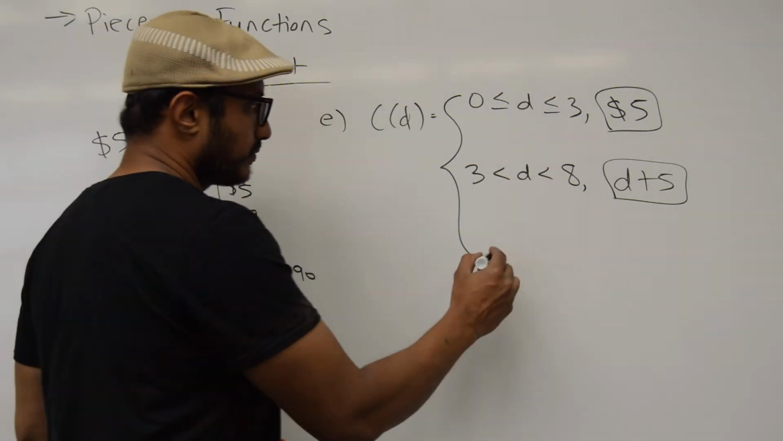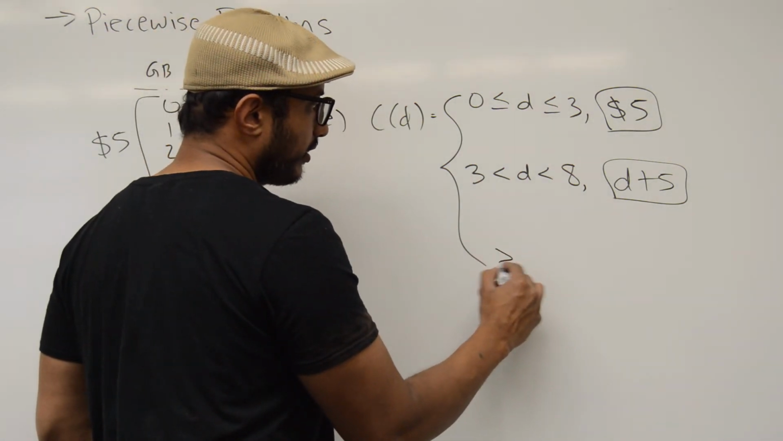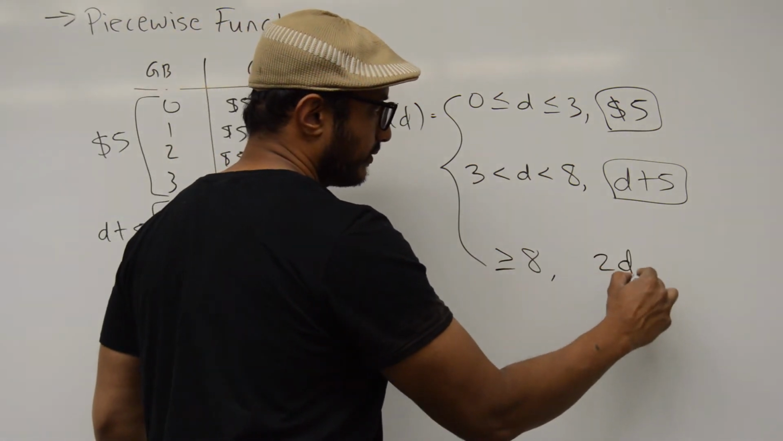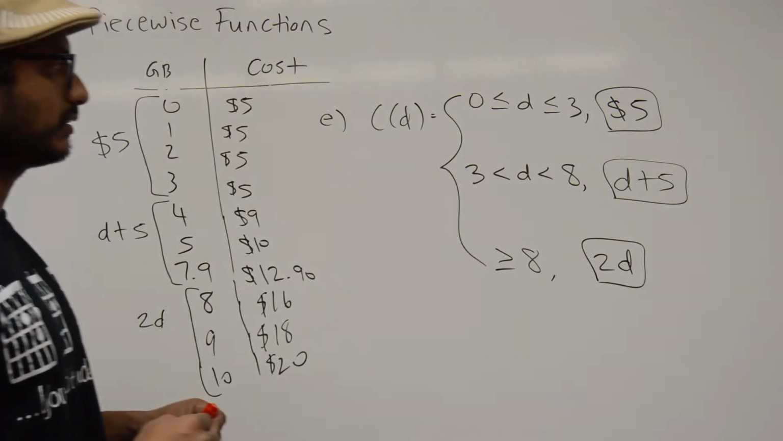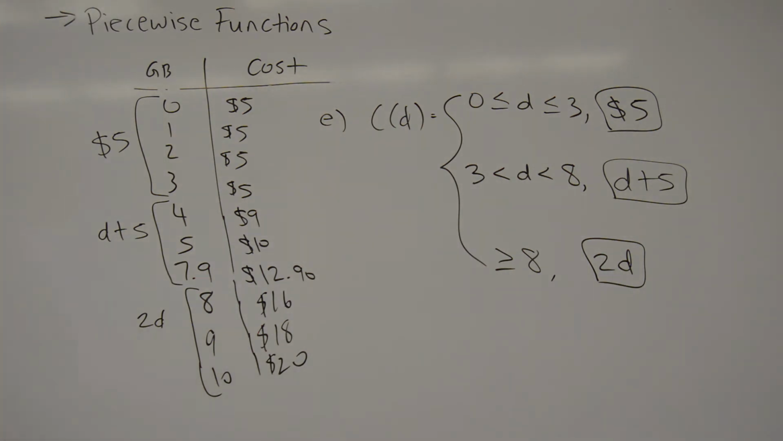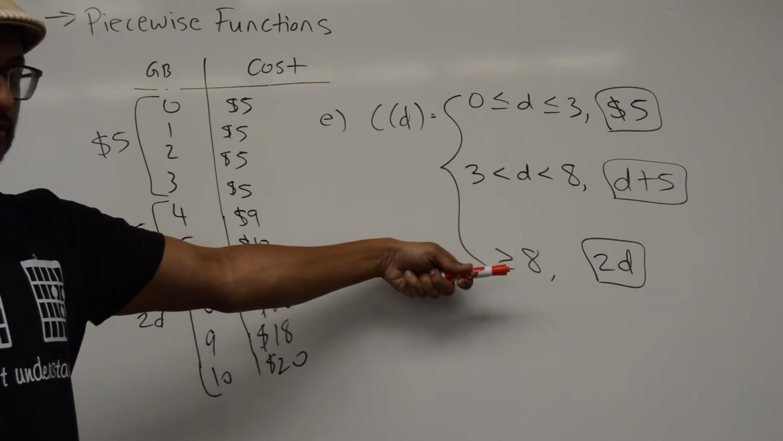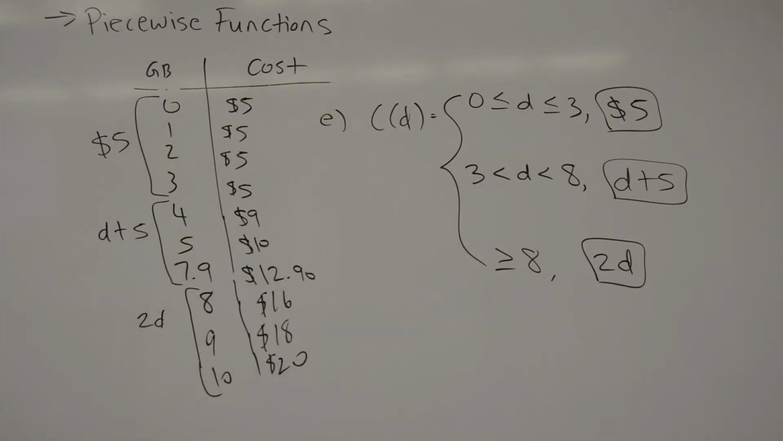If you use more than or equal to 8 gigabytes of data, then your cost function is going to be 2D. It's 2 times the amount of data used. So the cost function for this company is going to be different based on how much data you're using.